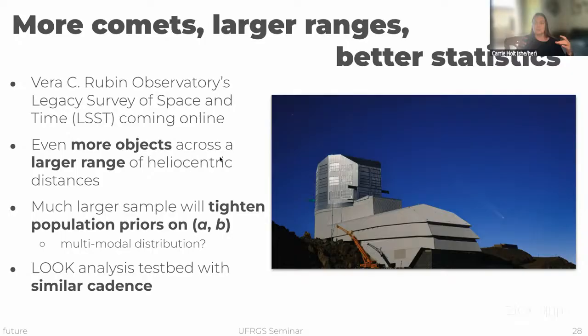So with this larger sample, we can hopefully tighten these population priors for the AB distribution. Maybe with a larger sample, we can say that that correlation is not really it, or maybe a different one. Maybe we'll see a multimodal distribution somehow. I'm excited for more objects to look at.